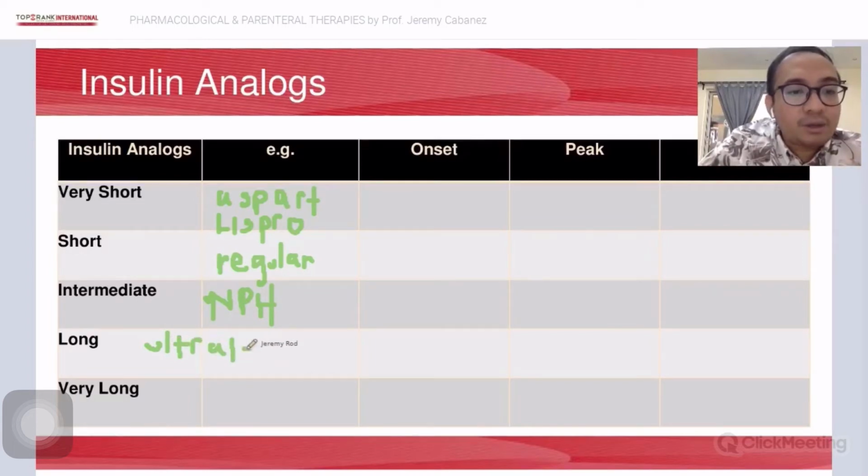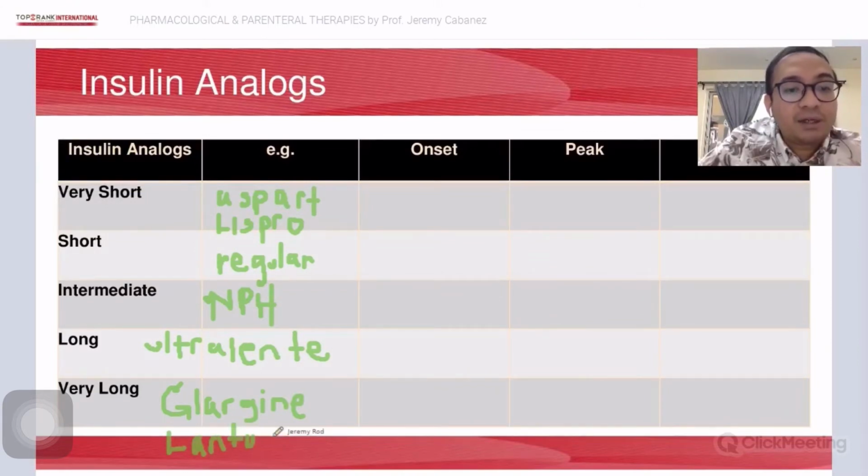Okay, the example is also long. Example, ultra lengthy. Okay, next, you have also very long. What is the example of very long? For very long, you have glargine, also known as Lantus. Remember, glargine or Lantus is clear or cloudy? Remember, glargine should be a clear solution.